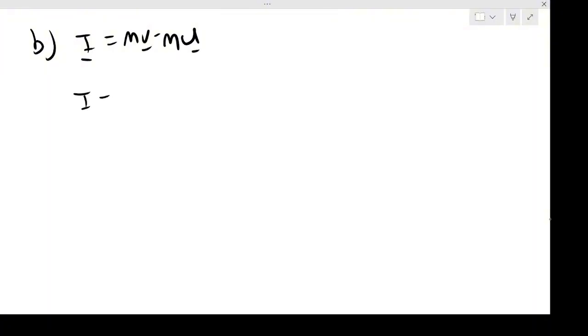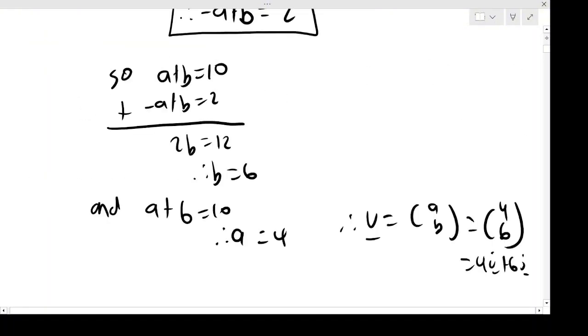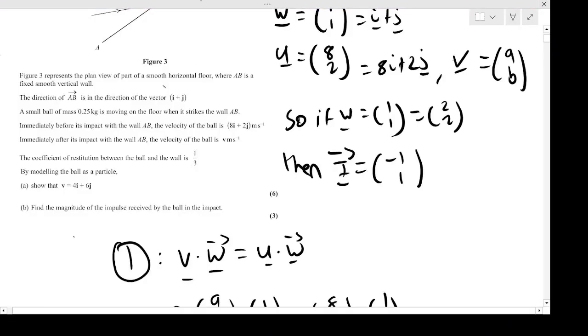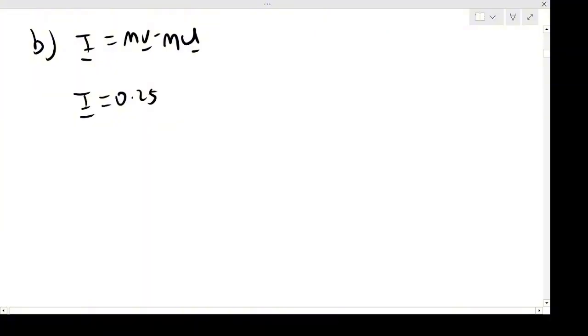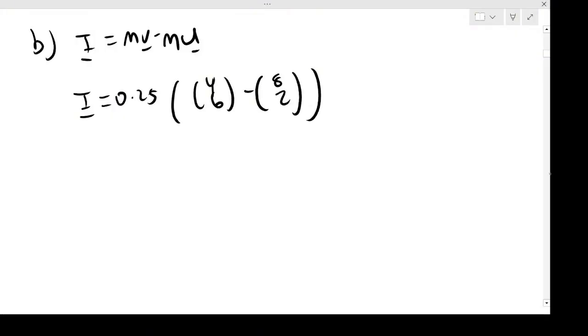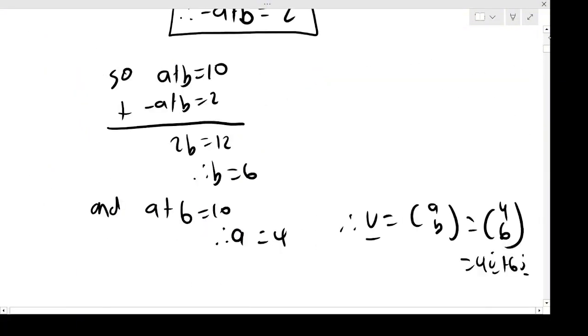So I is going to be m, which the mass is 0.25, lots of v take away u, so the velocity vector v is 4 and 6, take away u, which is 8 and 2. Then we just simplify. So I is going to be 0.25 lots of 4 take away 8 is minus 4, 6 take away 2 is 4. Then we multiply by 0.25, and we get the impulse to be minus 1, 1. But that's the vector for it.